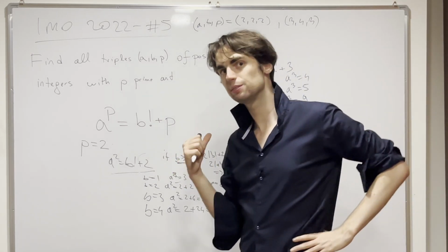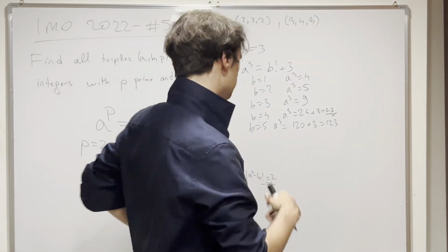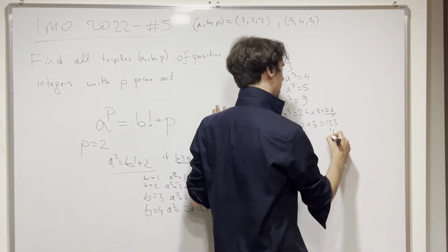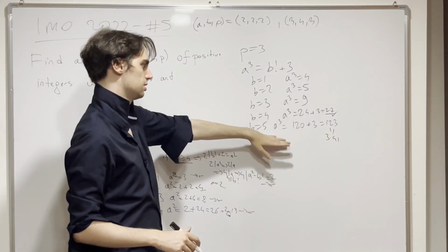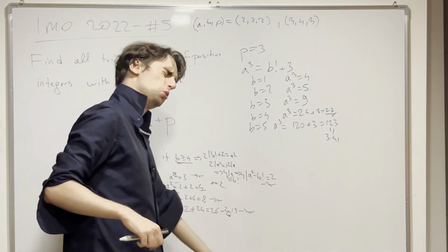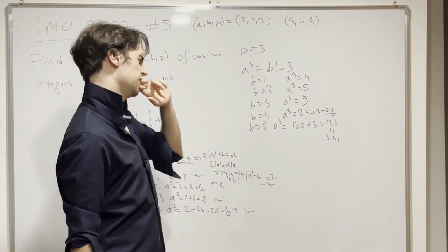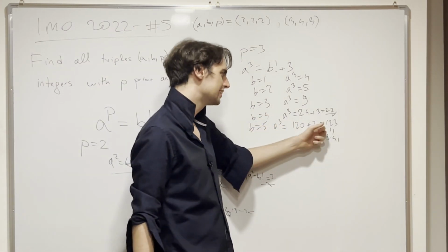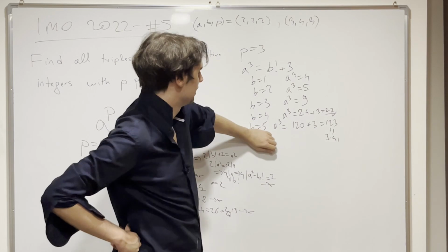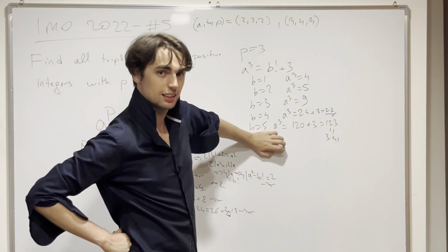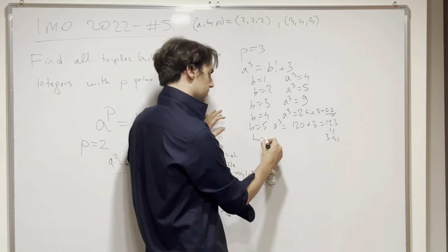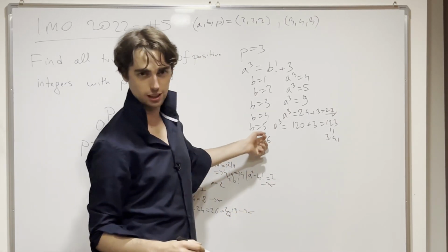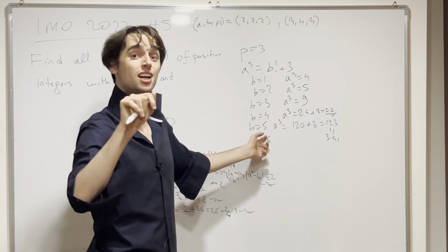Okay, b equals 5 gives me a cubed is 120 plus 3, 123. Now, why does this fail? It's a question I could ask. We know it failed. This is now 3 times 41, and 41 is a prime. This makes a cubed humongous. That's not really why this is failing. That's going to be a mystery later on. And what about b is equal to 6? Will it give us a solution? Pause for 2 minutes, and the answer is no.